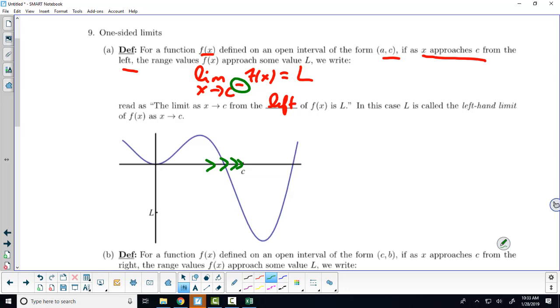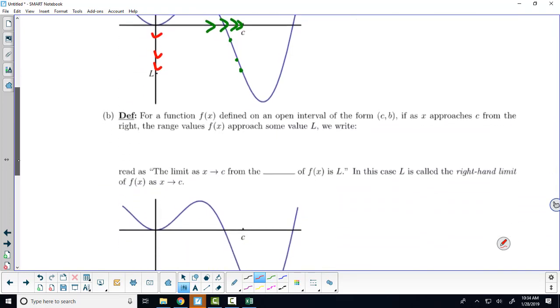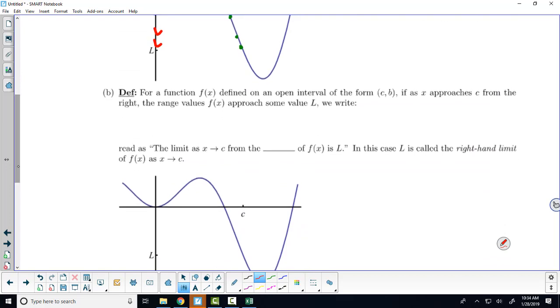And what we would find is, so here would be the point first, here would be the point, there would be the point, there would be the point, and we see that the y values are getting closer and closer to this y value of L as we approach c from the left. Okay? We could do the exact same thing. I think you could probably come up with this definition. If we approach from the right, how do you think we're going to write this? Yeah, the limit as x approaches c from the... So to show that we're coming from the right, we're going to put a plus sign on that.